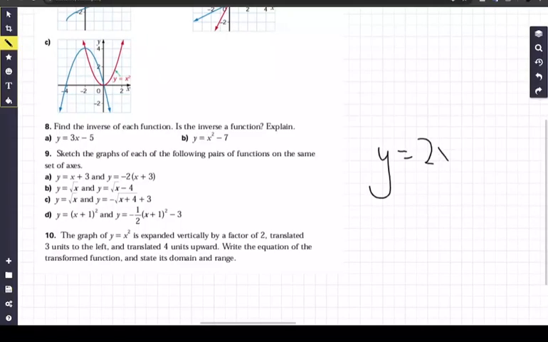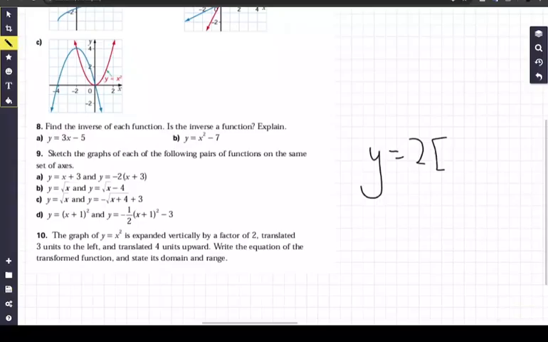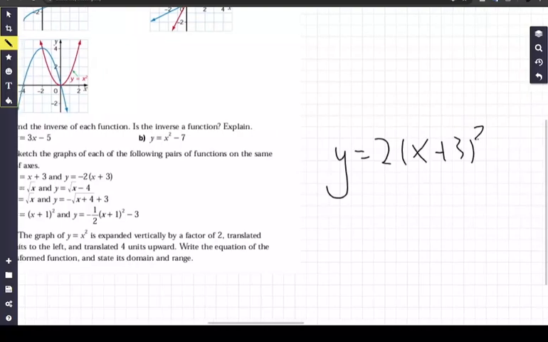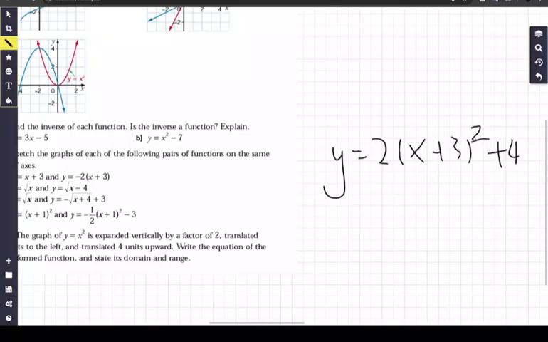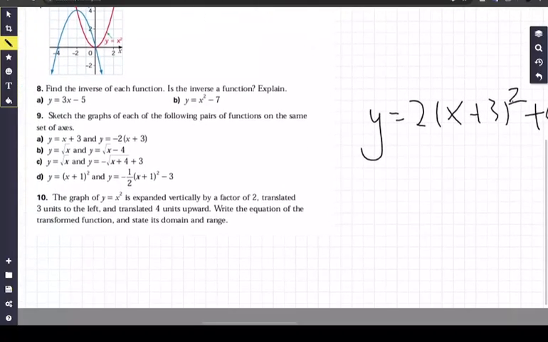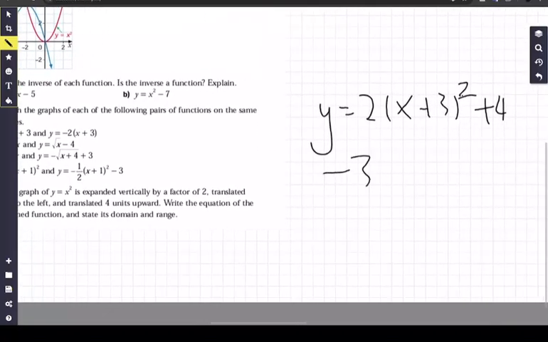Translate it 3 units to the left. So let's go ahead and fill in here. 3 units to the left, 4 units up. So 3 units to the left plus 3 squared, and then we're moving 4 units upwards, so plus 4. And that is pretty much it. So basically our vertex is at -3 and 4, right?